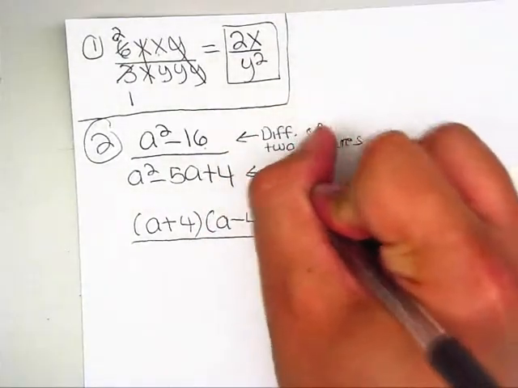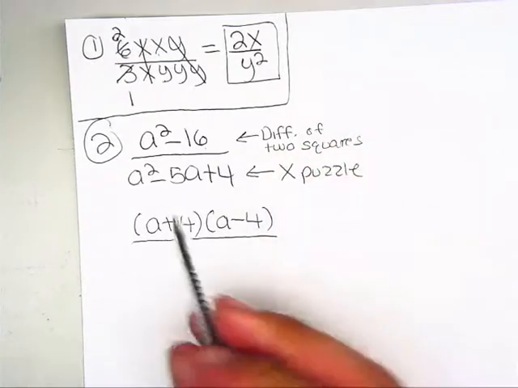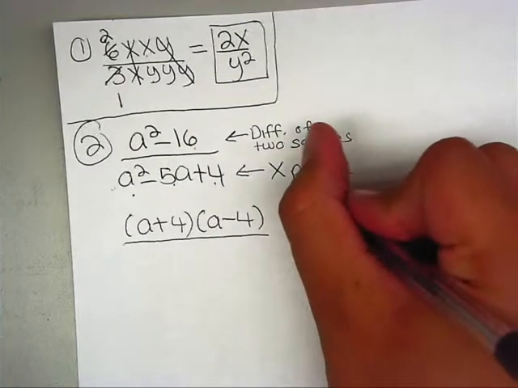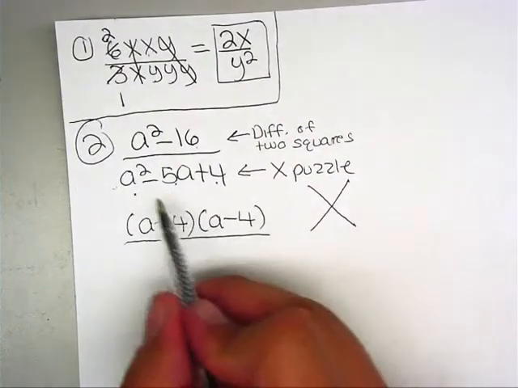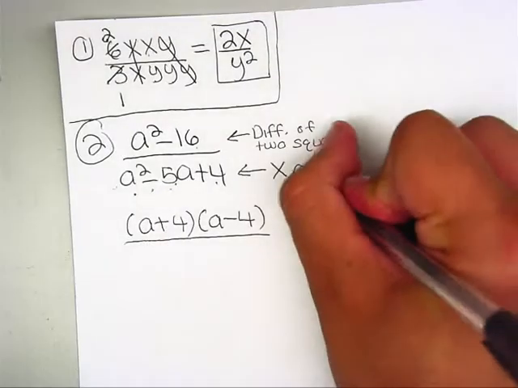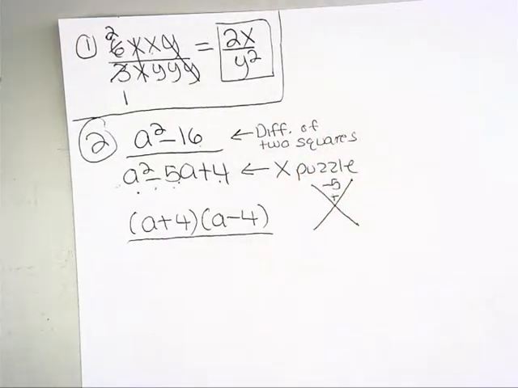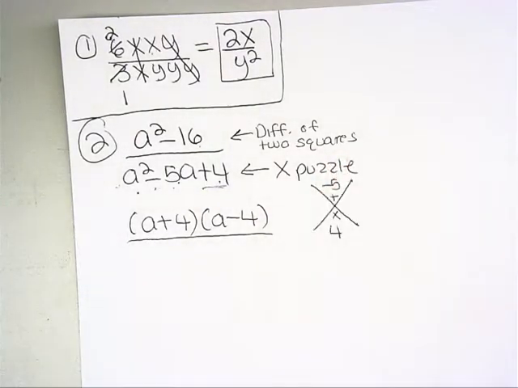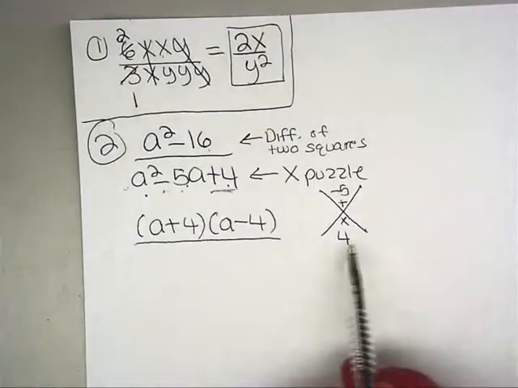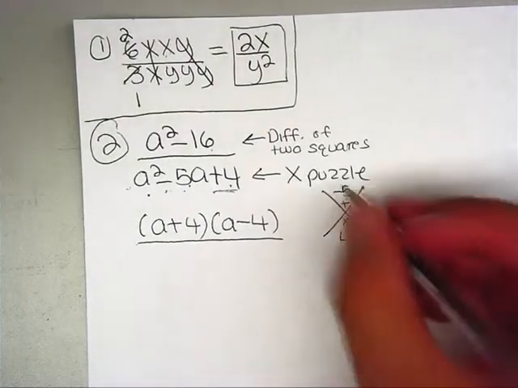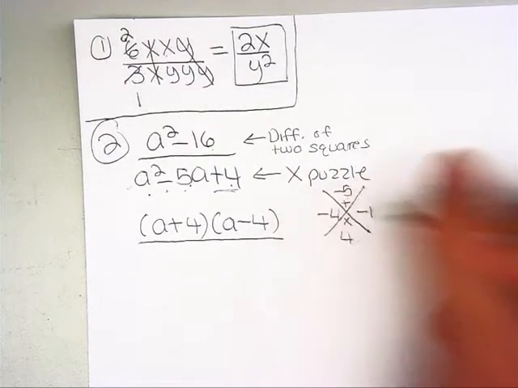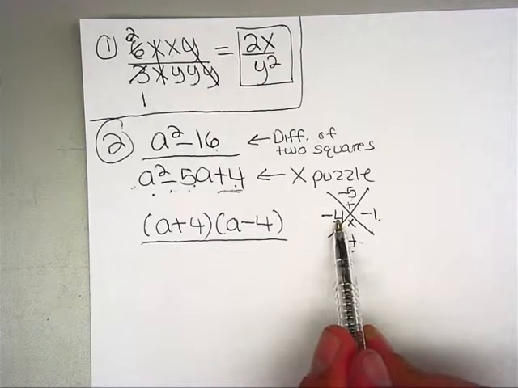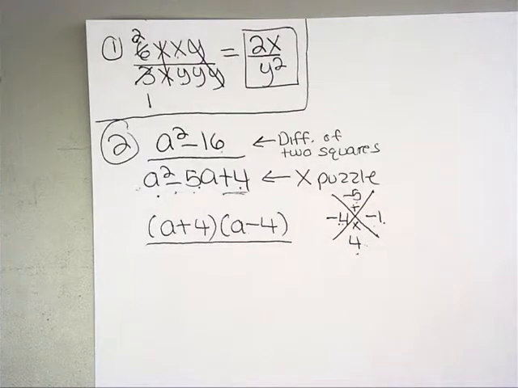For the bottom, I need to do the x puzzle. And the reason why I know that is because there's 1, 2, 3 terms, and there's not a leading coefficient. So I set up my x puzzle. Negative 5 goes on top with the addition. 4 goes on bottom with the multiplication. Two numbers that multiply to 4 and add to negative 5 is negative 4 and negative 1. Negative 4 multiplied by negative 1 is positive 4. Negative 4 plus negative 1 is negative 5.